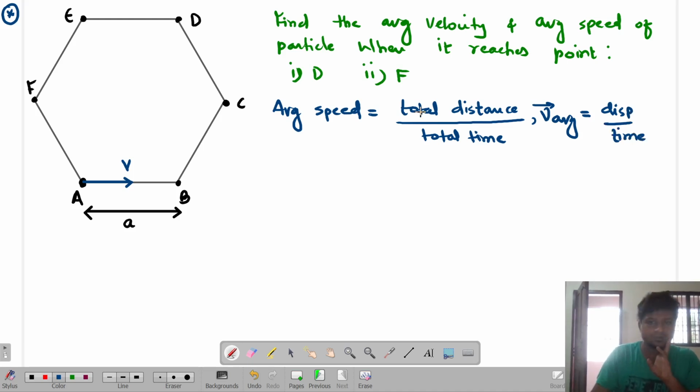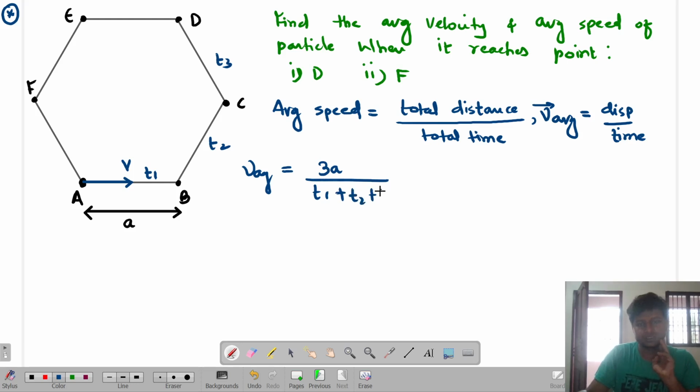So total distance, if we travel up to D, what will it be? a plus a plus a, how much is that? 3a. But do we know the time? Suppose the time on this side is t1, on this t2, on this t3. What is t1? t1 is exactly equal to distance a by speed v. And that will be exactly equal to t2 and t3, because the speed is constant.